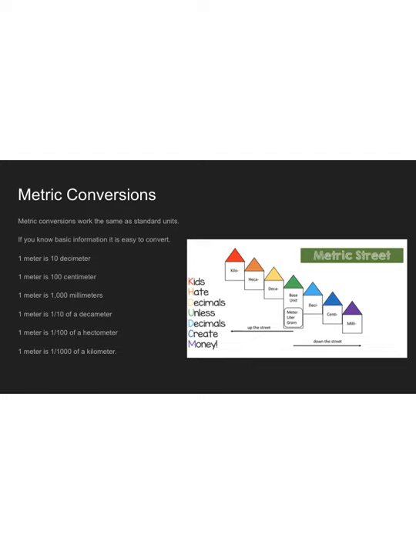Metric conversions work the same as standard units. If you know the basic information, like we were talking about, if I know 12 inches makes 1 foot, it makes it pretty simple to figure out a problem. However, since we don't use that in the United States, it's not typically as easy. But here's some of that basic information. 1 meter is 10 decimeters, 1 meter is 100 centimeters, 1 meter is 1,000 millimeters, 1 meter is 1/10 of a decameter, 1/100th of a hectometer, and 1/1,000th of a kilometer.